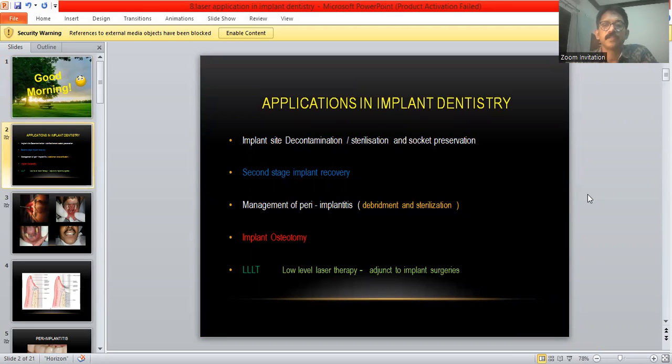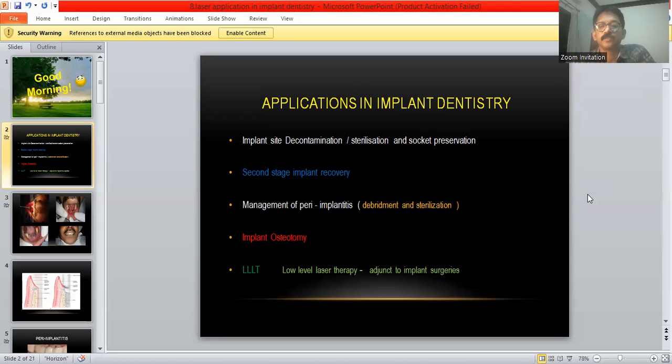The application of laser in implant dentistry mainly includes implant site decontamination, that means sterilization and socket preservation. It can be used in sterilization as well as in socket preservation. And second, stage implant recovery or second stage implant surgery. Third, management of peri-implantitis. In peri-implantitis, it is mainly used in debridement as well as sterilization. Fourth one is implant osteotomy, which can be done only with RBM lasers. And last one is low level laser therapy.